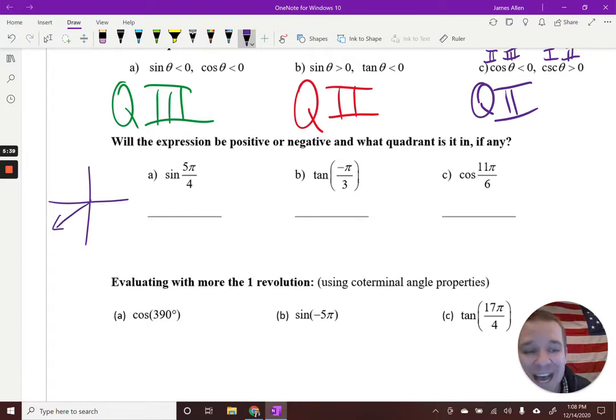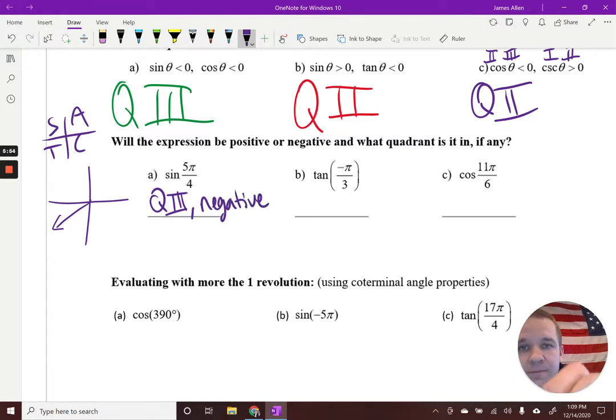And what do we know about sine in the third quadrant? I'm going to jot down my ASTC. In the third quadrant, only tangent is positive. So that makes this one going to be Q3 and negative. Cool.